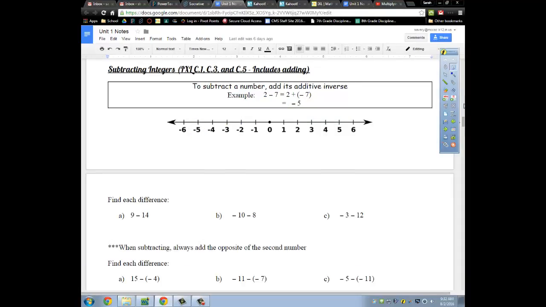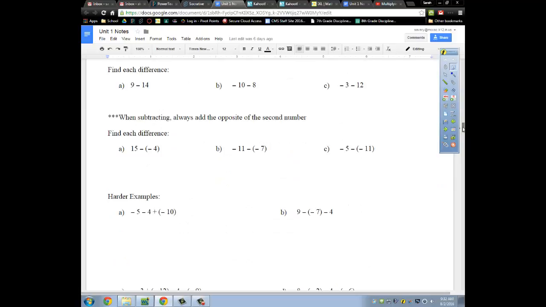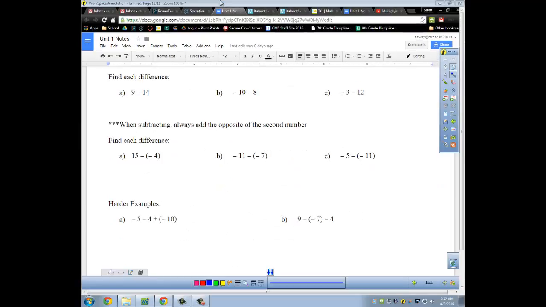So I'm going to go on to the next page. It says find each difference, so we're subtracting. So I'm going to change the subtraction to addition, change your 14 to a negative 14. So now it's an addition problem, so we can use our addition rules. Those are different signs, so subtract. 14 minus 9 is 5. Keep the sign of the bigger number, which is negative, so it's a negative 5. So that's your answer.